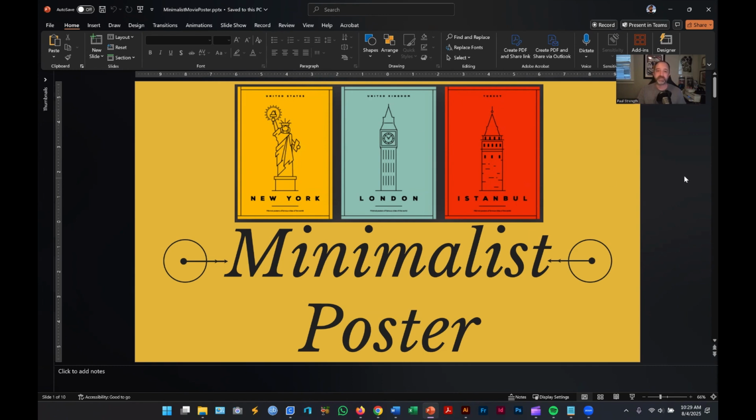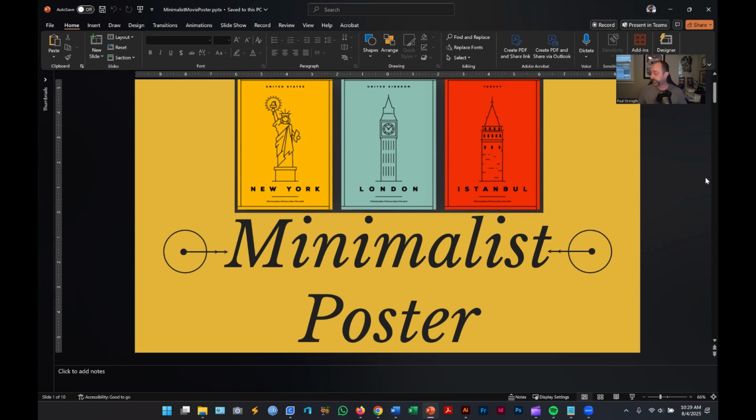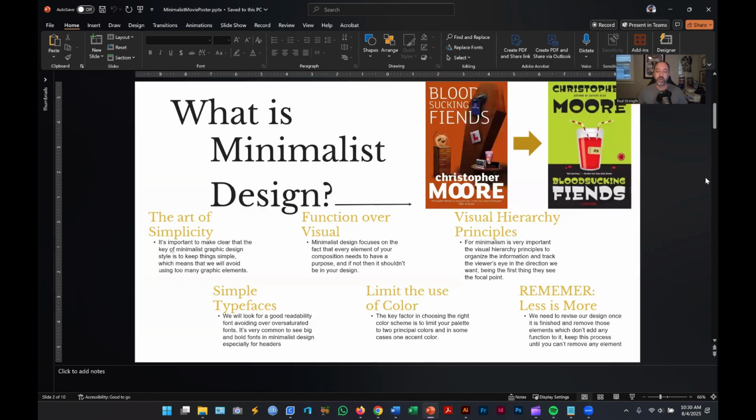So, we're going to talk about minimalism. What is minimalism or minimalist design? One thing I can tell you is this example here on the left is an amazing book. I highly recommend it. I love it. Bloodsucking Fiends is fantastic. I actually like Christopher Moore as an author. What you'll see in this lesson overview is mostly just television and books, because I don't want you guys to get ideas for movies, but I do want to show you the difference.